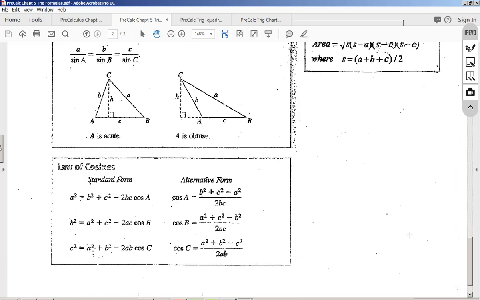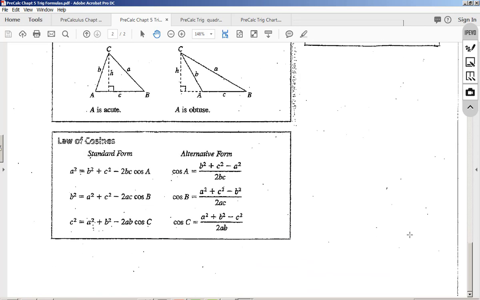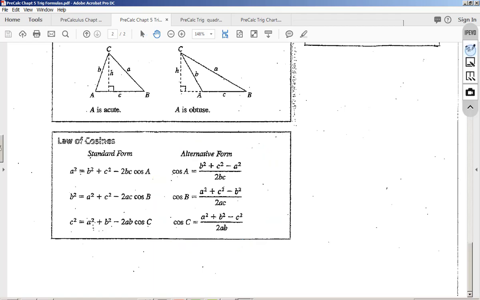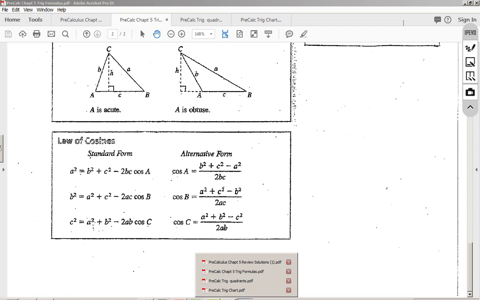So go to your formula sheet. Here's your law of cosines. Cosine of A equals B squared plus C squared minus A squared all over 2BC. Cosine of B equals A squared plus C squared minus B squared all over 2AC. And cosine of C equals A squared plus B squared minus C squared all over 2AB. Those are your formulas on your formula sheet.